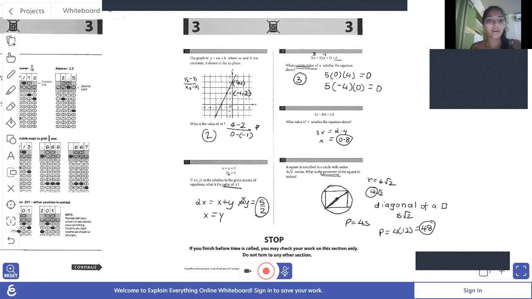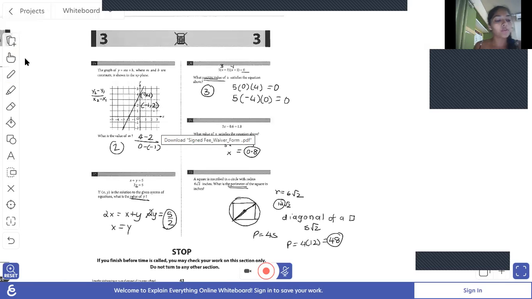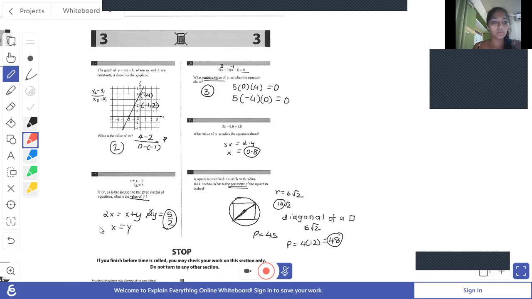And then we have our grid-ins. 2, then 5/2, or 2.5, 0.8, and 48. Perfect. So we got all 20 of our answers correct on this one.